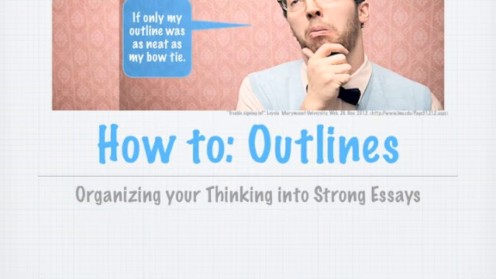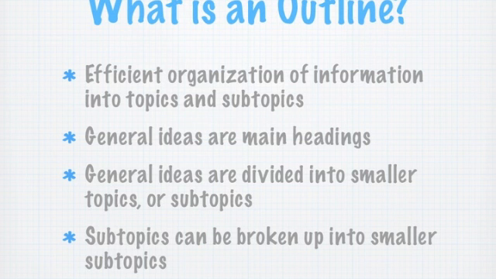So you need to create an outline. Great! This is an organization for your thinking as we form strong essays. An outline is an efficient organization of information into topics and subtopics. General ideas become main headings, and they also are divided into smaller topics called subtopics.